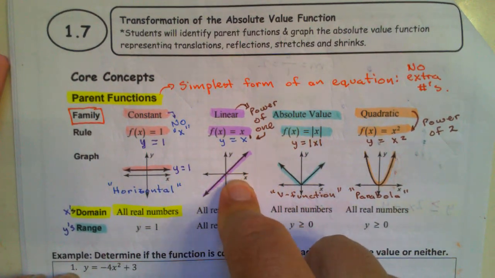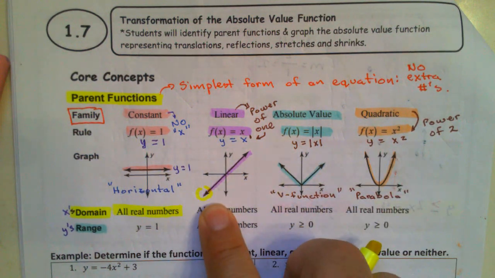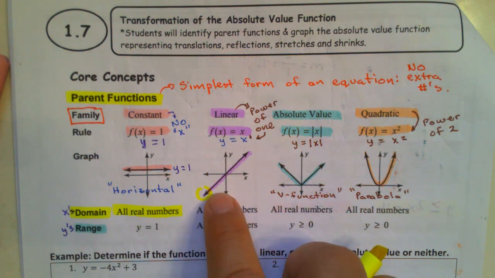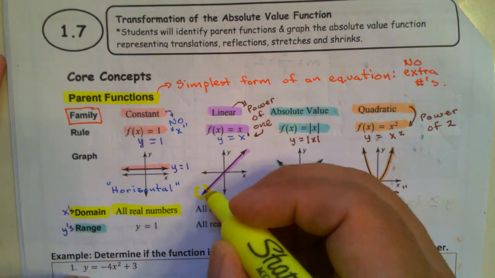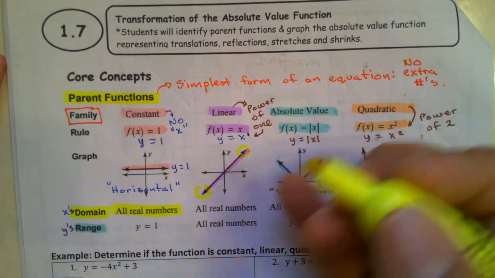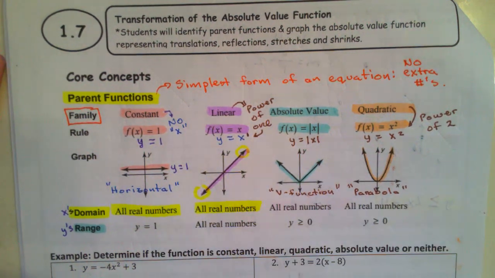When I look at this graph, does the graph go to the left forever? Absolutely. Remember, it's slanted. When it's slanted, it means that it's actually heading down and to the left forever. If not, it wouldn't be slanted. So it does go to the left forever. When I look at this side, it does go to the right forever also. So notice, that's why we say all real numbers.